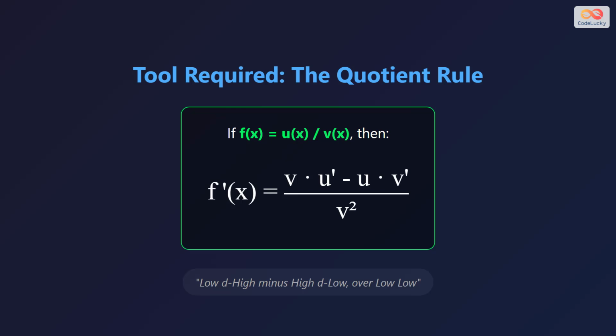Since we now have a fraction, or a quotient of two functions, we need to use the quotient rule. This rule tells us how to take the derivative of a function f over a function g. The formula is the bottom function times the derivative of the top, minus the top function times the derivative of the bottom, all divided by the bottom function squared.